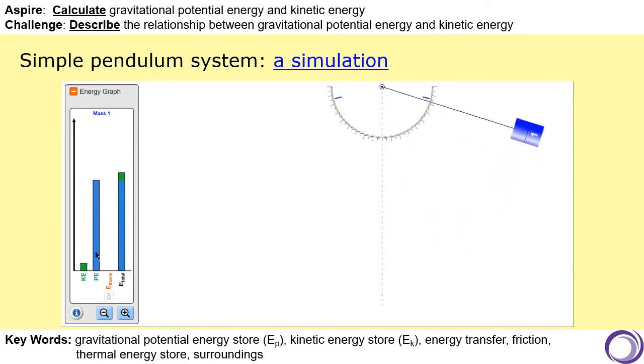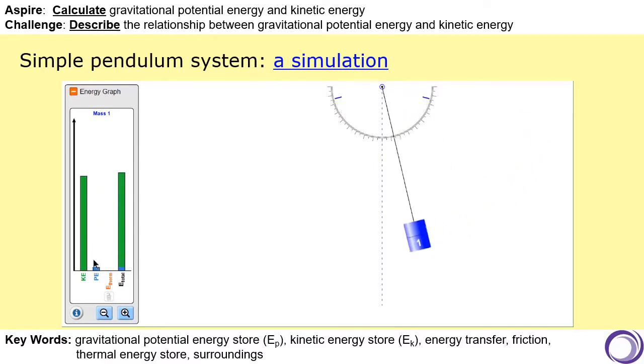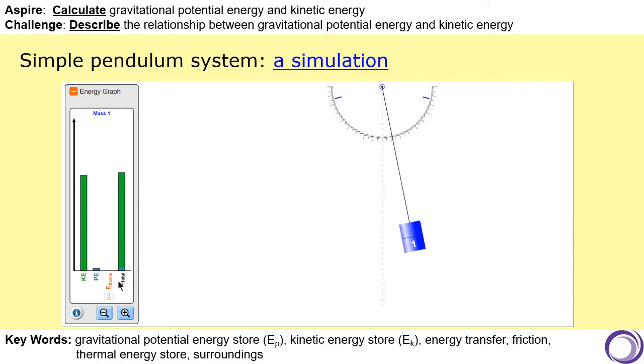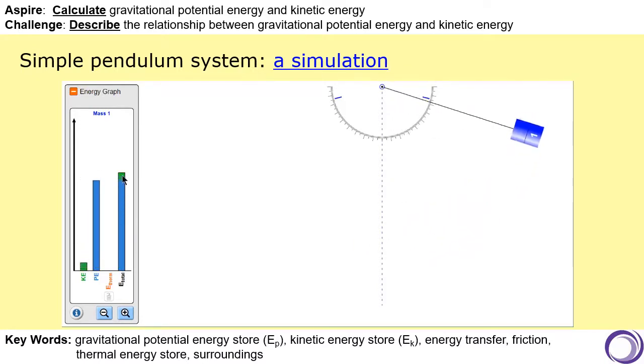And you can see that the energy stored in the pendulum keeps shifting from the kinetic energy store to the gravitational potential energy store and then back again. But notice that the total energy here stored in the pendulum doesn't change. Okay, so it just moves from kinetic energy store to the gravitational potential energy store and then back again.